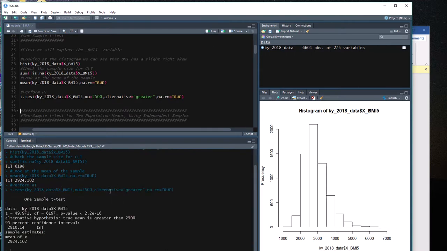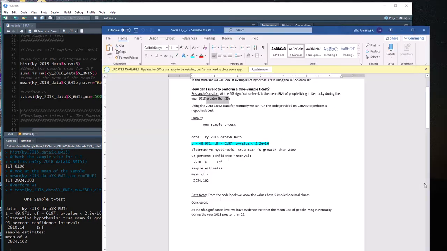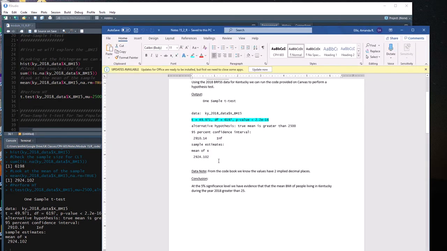And you'll notice we get some output, and this output again is very similar to the output we got when we looked at the confidence interval for a single mean. So if we go over to our Word document, you'll notice that output has been copied. And so the pieces of information that you want from this output are these pieces right here. Notice we have our test statistic, 49.971, which is a very large test statistic. Our degrees of freedom here, you'll notice that is the sample size minus 1, and then our p-value. And our p-value here is effectively 0.